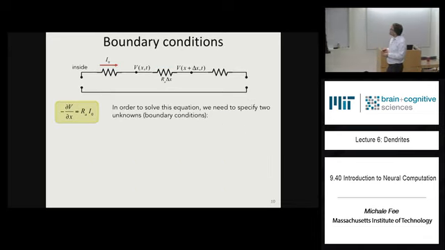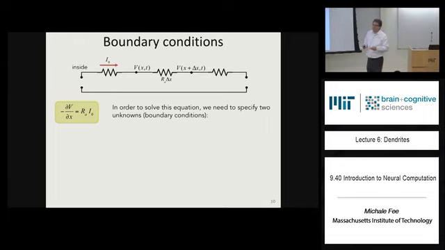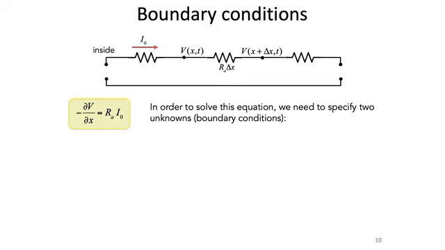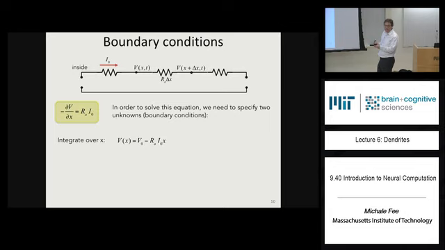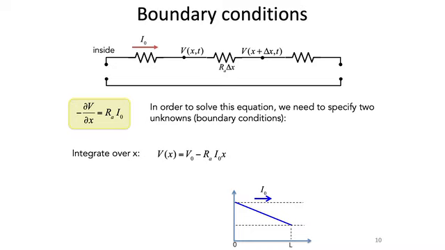All right. So in general, let's think a little bit more about what you need to write down the solution to this equation. It's a very simple equation. If you integrate this over x, you can see that the voltage as a function of position is some initial voltage minus a resistance times the current times x. And that, again, just looks like this. That's where that solution came from. It's just integrating this over x.